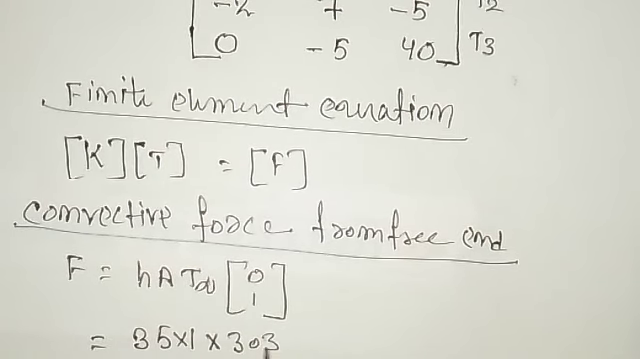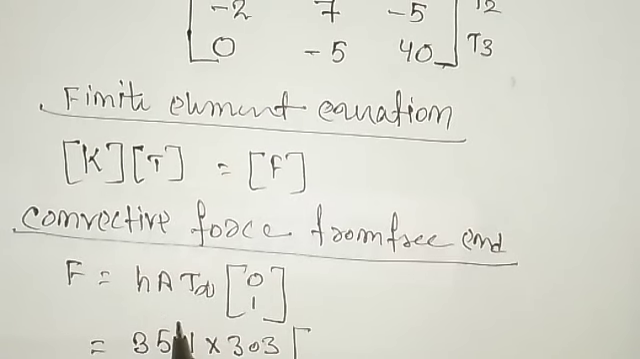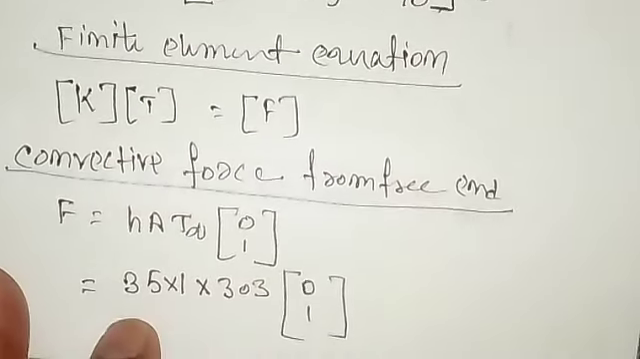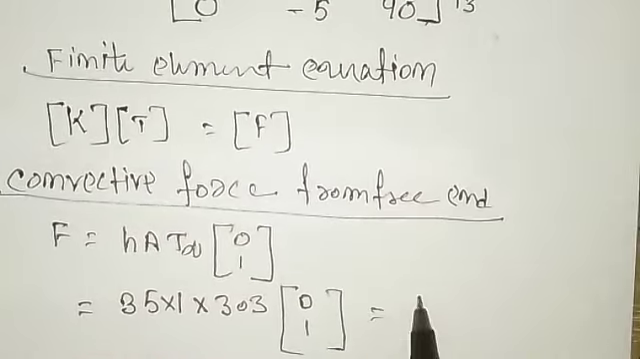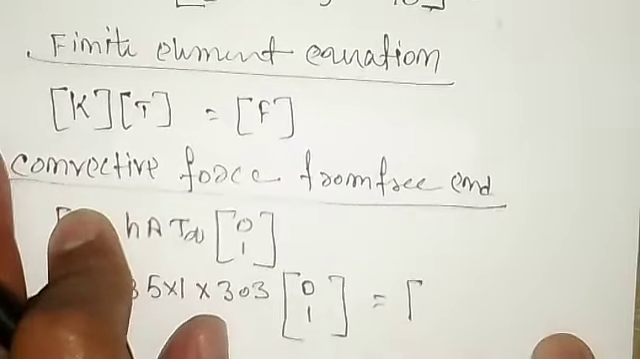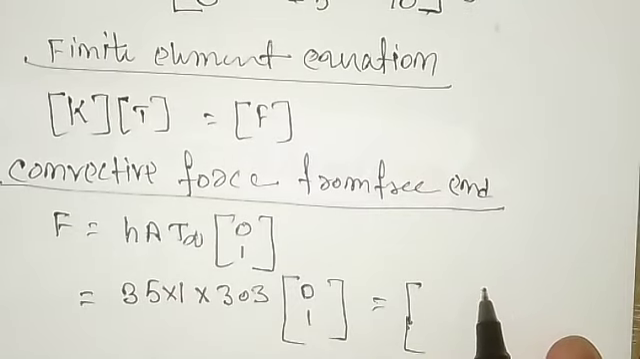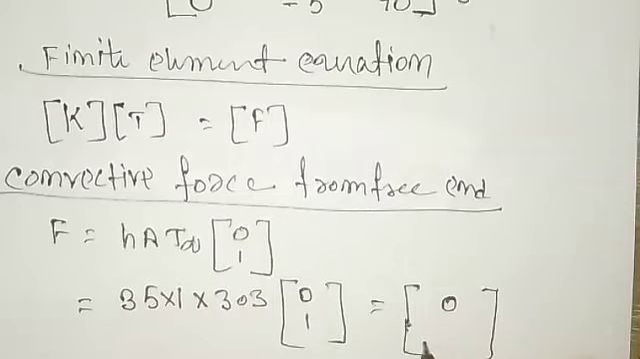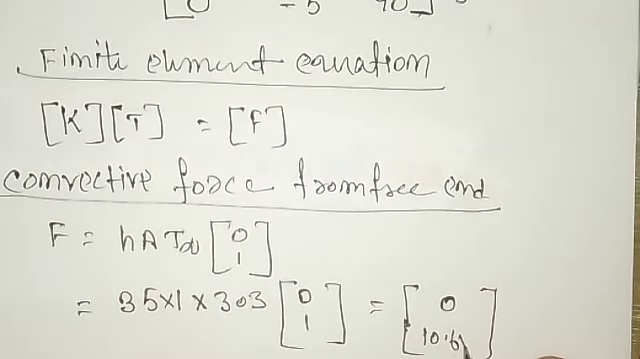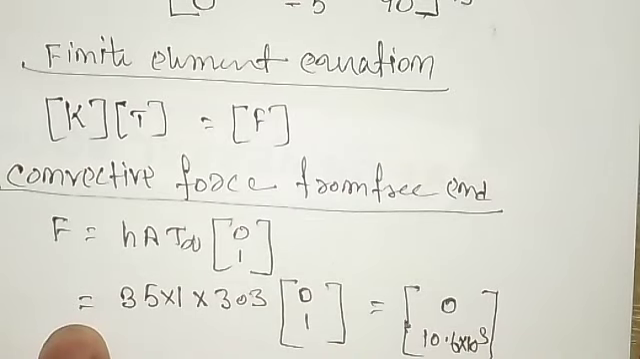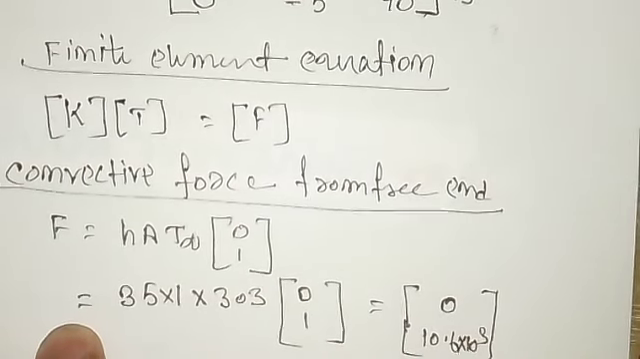So you have the matrix 0 and 1. On simplification, this value will become 0, and this is 10.6 times 10 to the power of 3. So this is what we got, the load vector, that is the convective force from the free end.